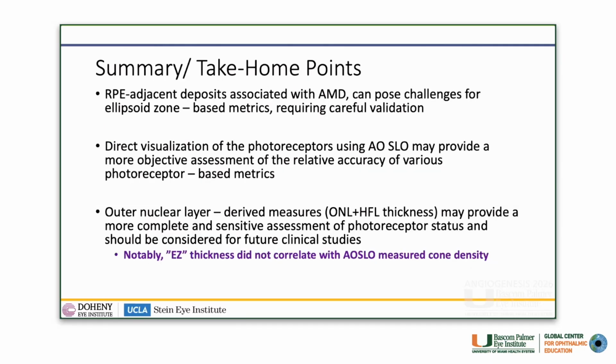So to summarize, RPE-adjacent deposits associated with AMD can pose challenges for EZ-based metrics. Direct visualization of the photoreceptors with AO may provide us a way to better assess the accuracy of various photoreceptor-based metrics, and the outer nuclear-derived measures, in particular this ONL plus HFL thickness, may provide a more complete and sensitive assessment of photoreceptor status. And I think it could be a very valuable addition to future studies, and notably I want to highlight that EZ thickness did not correlate with AO-SLO measured cone density.